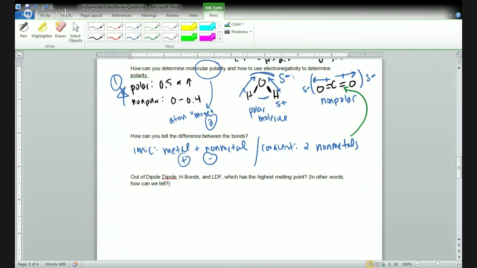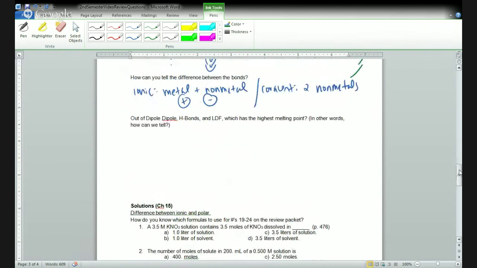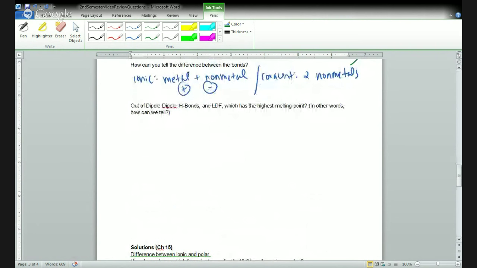So this next one talks about intermolecular forces in terms of melting point and boiling point, and how you can tell what has the highest melting point based off of the intermolecular forces. So first thing we want to do is a quick review of the intermolecular forces. Remember, London dispersion forces are going to be for things that are non-polar.